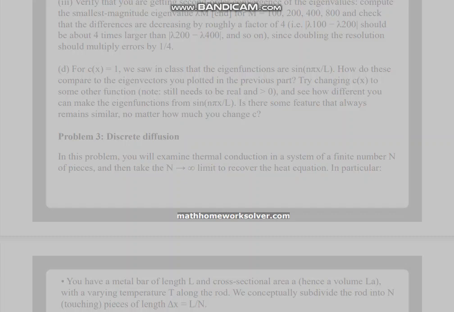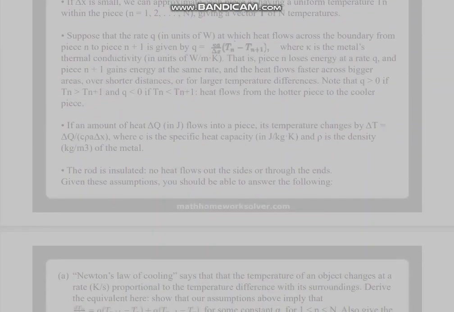You have a metal bar of length L and cross-sectional area A, hence a volume LA, with a varying temperature T along the rod. We conceptually subdivide the rod into n touching pieces of length delta x equals L/n. If delta x is small, we can approximate each piece as having a uniform temperature T_n within the piece, n equals 1, 2, ..., n, giving a vector T of n temperatures.